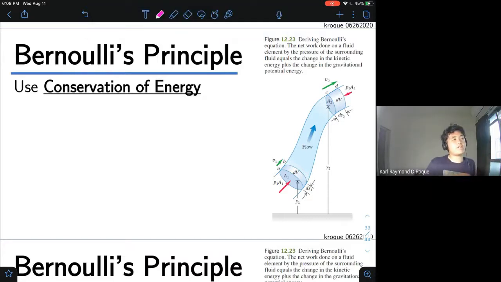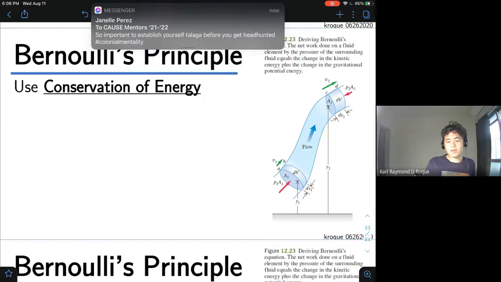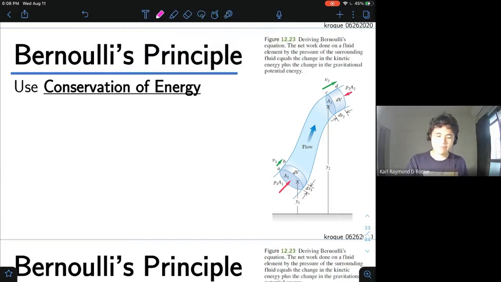Apply the work-energy theorem to the fluid. How do we do that?